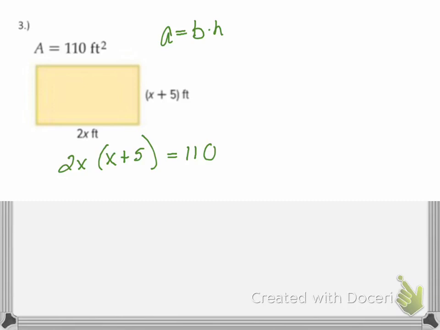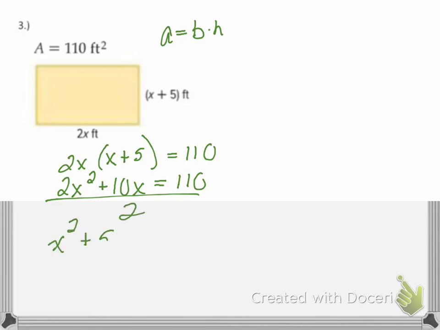So I'll distribute that 2x in there and get 2x squared plus 10x is equal to 110. So now I need to find that perfect c value, and so, oh actually no, I take that back, I have an a value, so I need to divide everything by 2. So I get x squared plus 5x is equal to, and then 110 cut in half is 55.